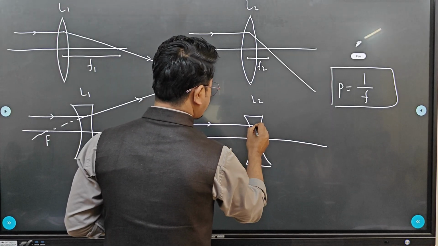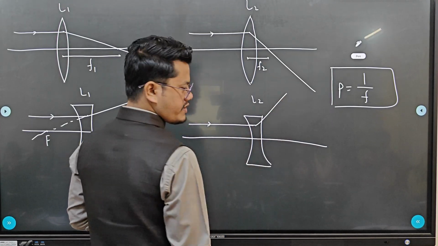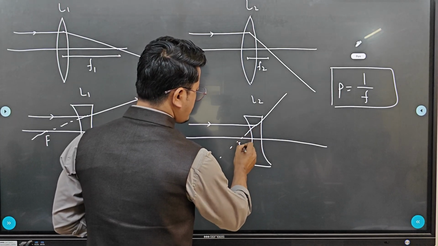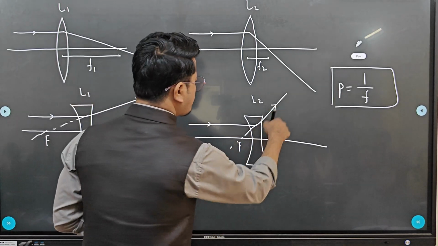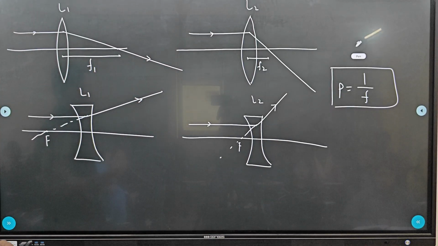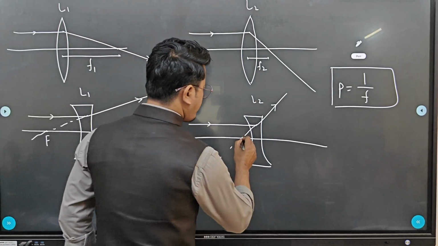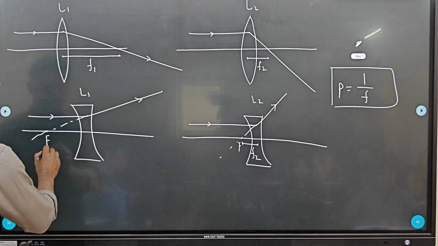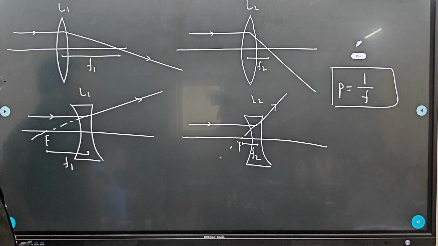In this lens, if a ray of light passes like this, it diverges in this way. If I stretch the ray back, I get the focus here. Who has more diverging power, L1 or L2? L2 has more diverging power. That is the reason why its focal length is less. But in the other case, the focal length is more.